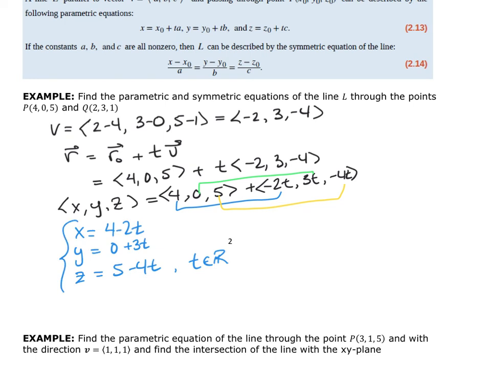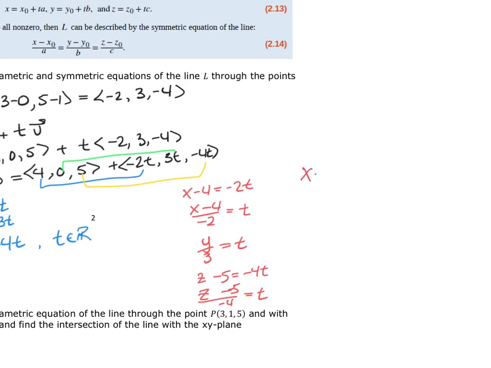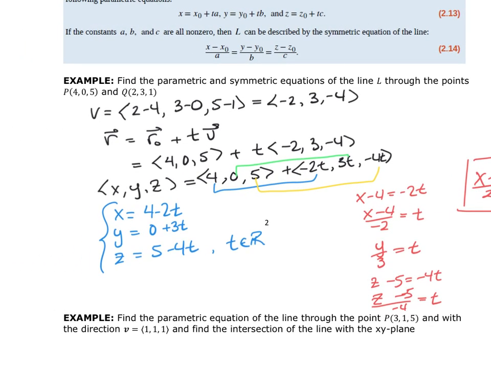To find the symmetric equations of the line, I'm going to need to solve for each one of those and solve for t. So for my first one, I have x minus 4 is equal to -2t, so x minus 4 divided by -2 is equal to t. I have y divided by 3 is equal to t. And my last one is z minus 5 is equal to -4t, so z minus 5 divided by -4 is equal to t. Now with my symmetric equations, x minus 4 divided by -2 must be equal to y over 3, which must be equal to z minus 5 divided by -4. And now I found my symmetric equation, and I have found my parametric equation that both describe the line that goes through those 2 points.